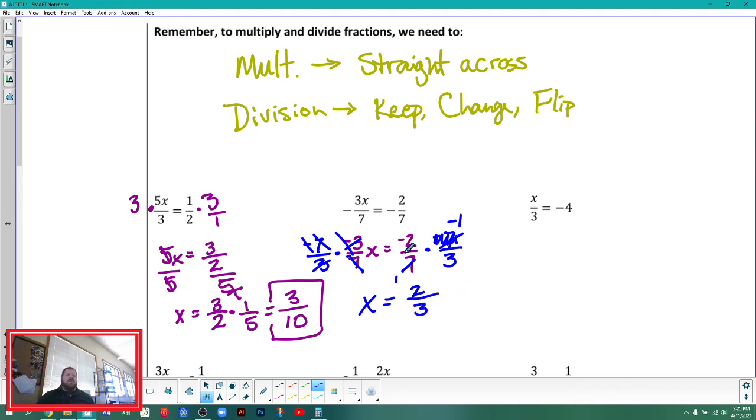Okay, and that one's a little bit tougher of an example to really get the first impression of that method, because of the negative and because there were some other things that canceled out. Kind of made it nice, kind of didn't, right?